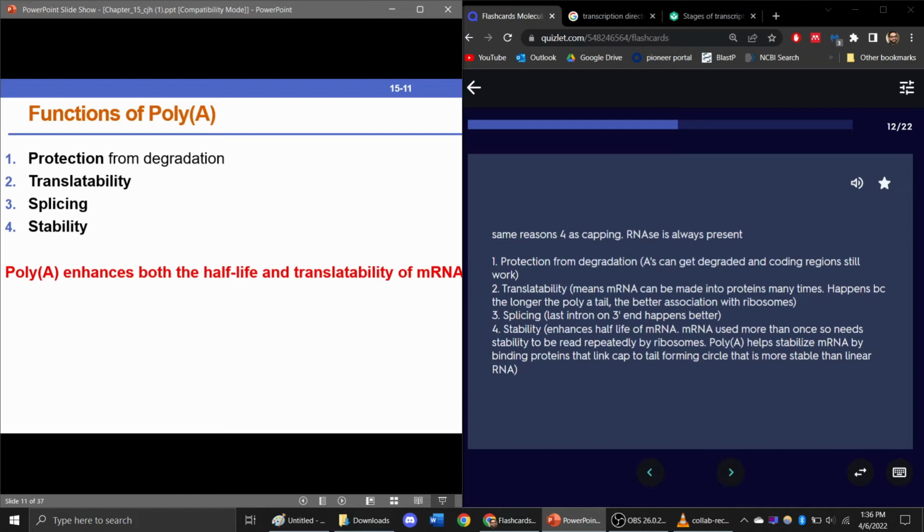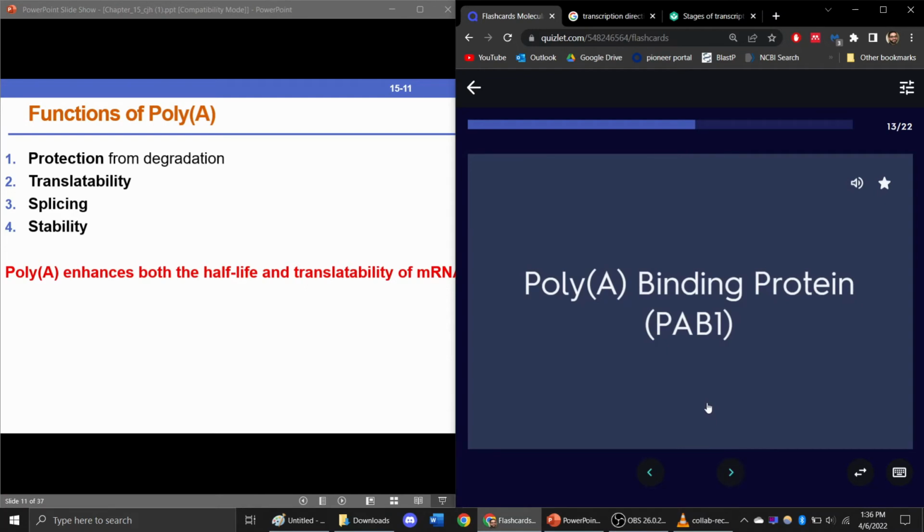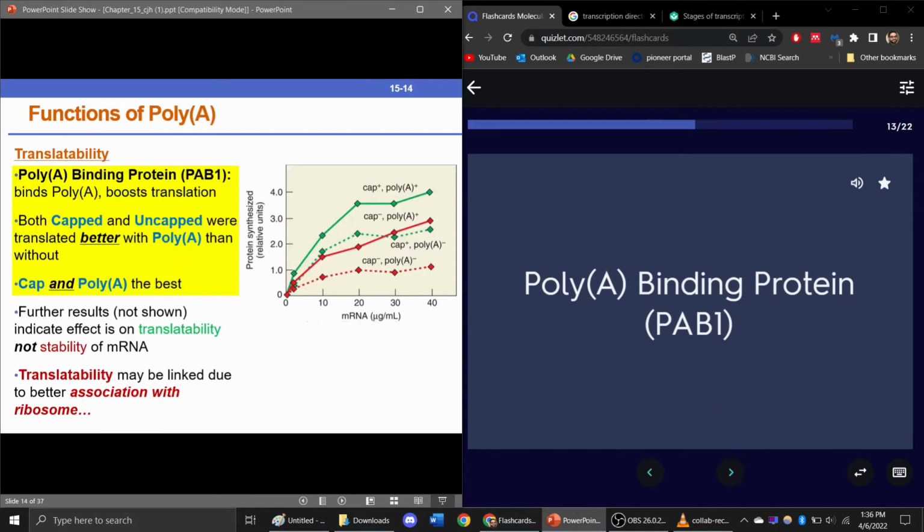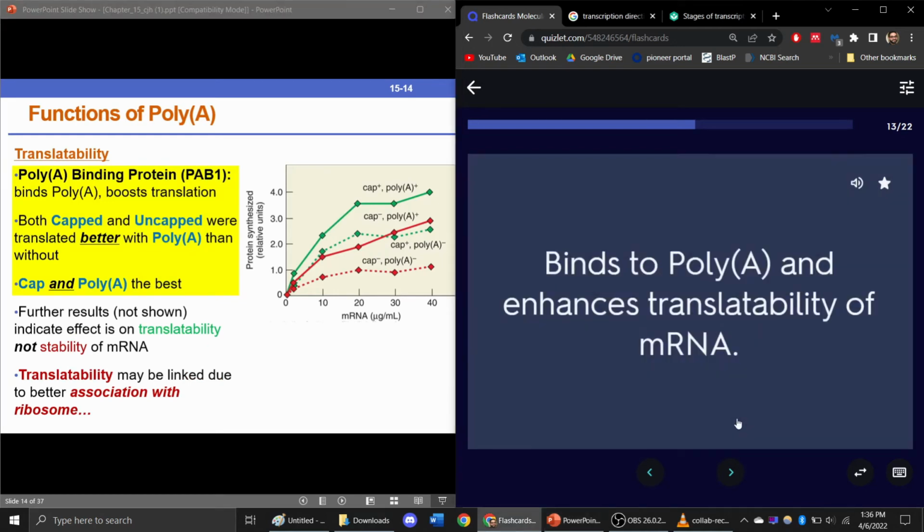So now we have our next player in the poly-A story, and that is poly-A binding protein 1, PAB1. The purpose of this protein is that it binds to the poly-A tail and it increases the translatability of that mRNA.